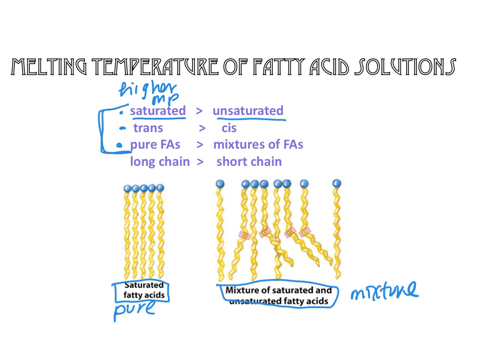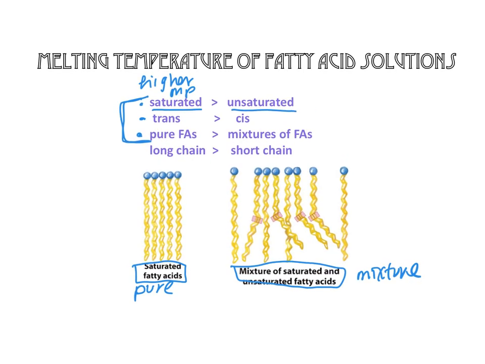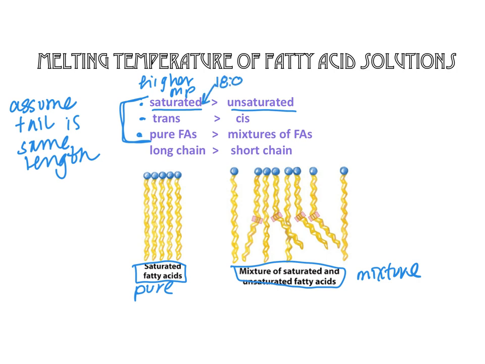And these first three all have an assumption, and that is they assume that the tail, the chain length, is the same length. So that would mean that in this first one, these would all have to be 18:0, and these would all have to be like 18:1. They have to have sort of an apples to apples chain length on them. Whereas this bottom one assumes differences in chain lengths. And so a longer chain length will have a higher melting temperature than a shorter one. And that's just because you get even more van der Waals interactions with longer chains than you do shorter chains.